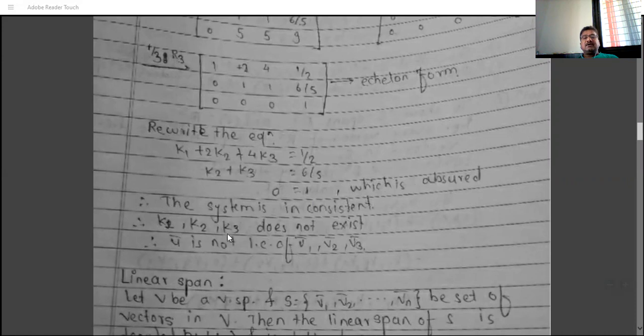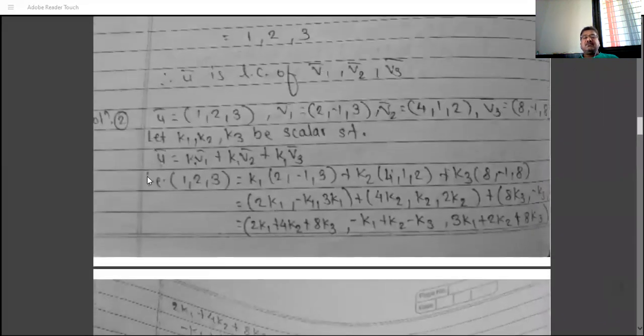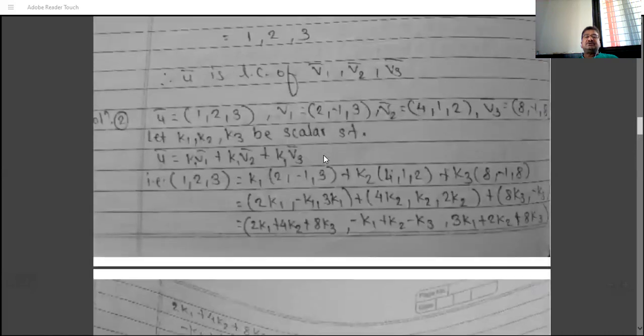Means what? K1, K2, K3 do not exist. This means that K1, K2, K3 that satisfy the equation U bar = K1 V1 + K2 V2 + K3 V3 do not exist. Such K1, K2, K3 do not exist which satisfy this equation, and therefore we say that U bar is not a linear combination of V1, V2, V3. So these two examples show the whole idea about linear combination.